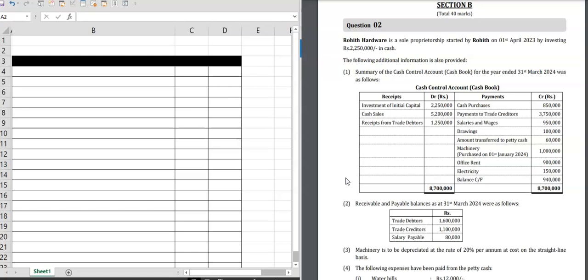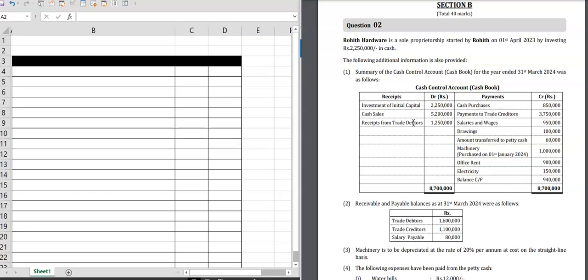So first of all, they are saying on 1st April 2023, Rohit invested 2,250,000 rupees in cash. So that has been already debited in the cash control account or the cash book, right? You can see investment of initial capital 2,250,000 was debited. That means it is debited here and credited in the capital account.